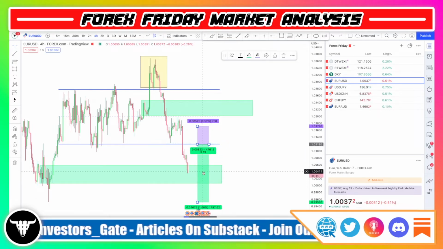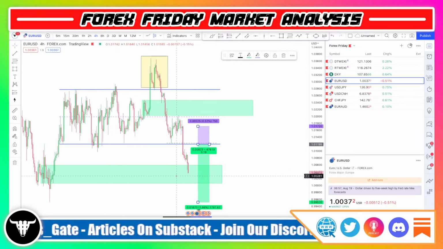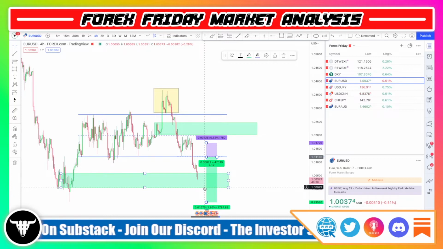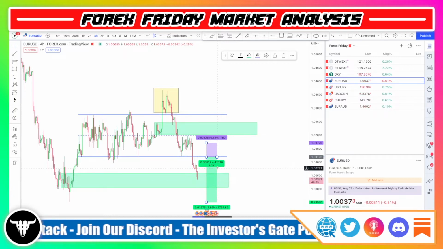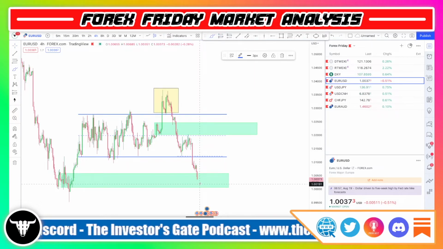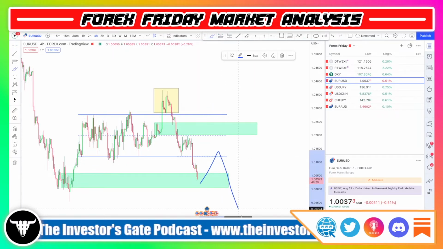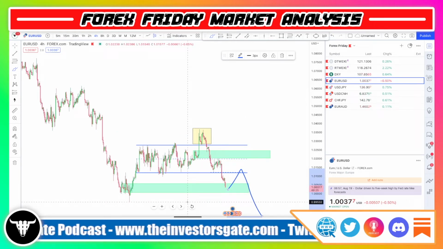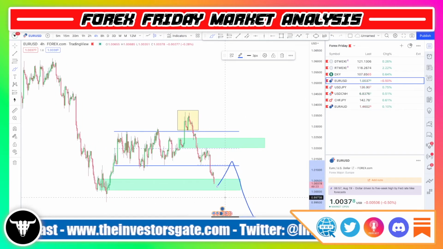So I wouldn't be looking to hop in on the short yet, especially heading into this demand area around parity. It's very possible that Euro USD gets one more bid back up to this level before actually tanking and heading well below the parity level. I wouldn't be surprised.